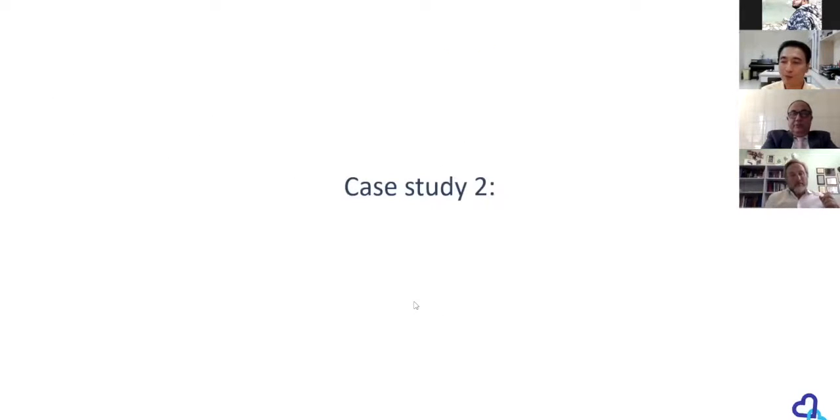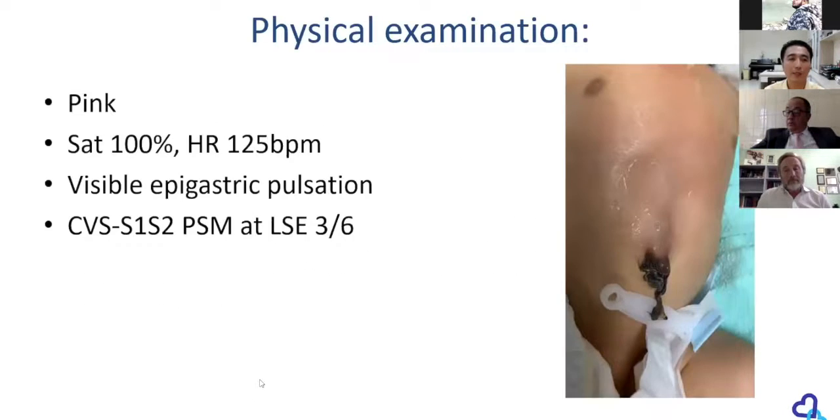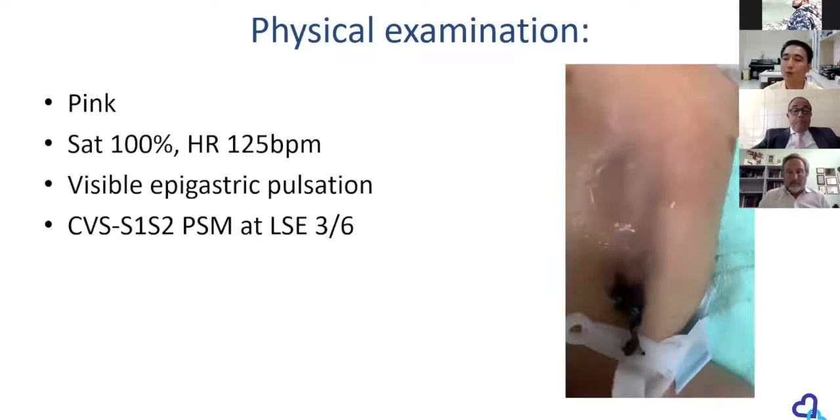So let's move on to case number 2. This is a baby boy delivered by emergency LSCS for poor progress with a birth weight of 2.2 kilo. This patient was intubated at day 8 of life with respiratory distress and tachyarrhythmia. This patient actually has a visible epigastric pulsation, and clinically also a pan-systolic murmur 2/6.